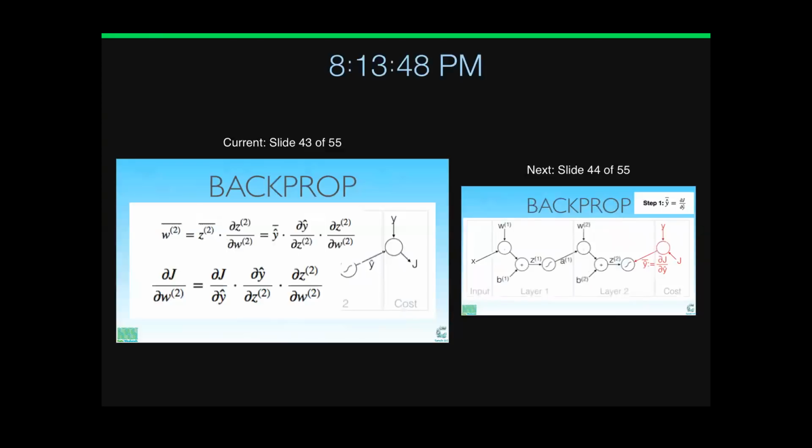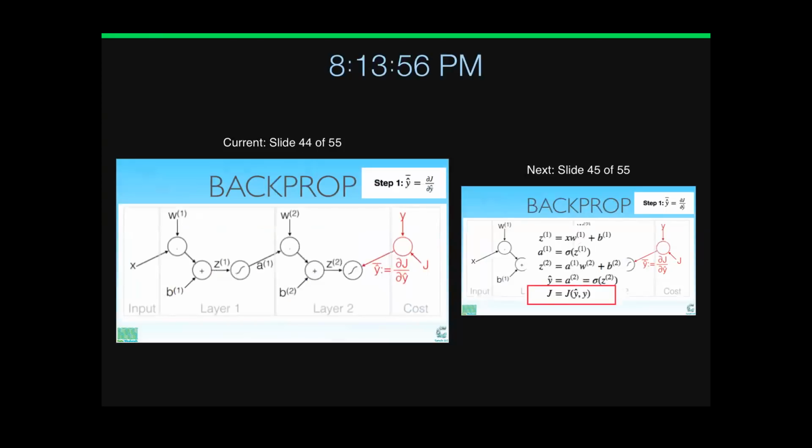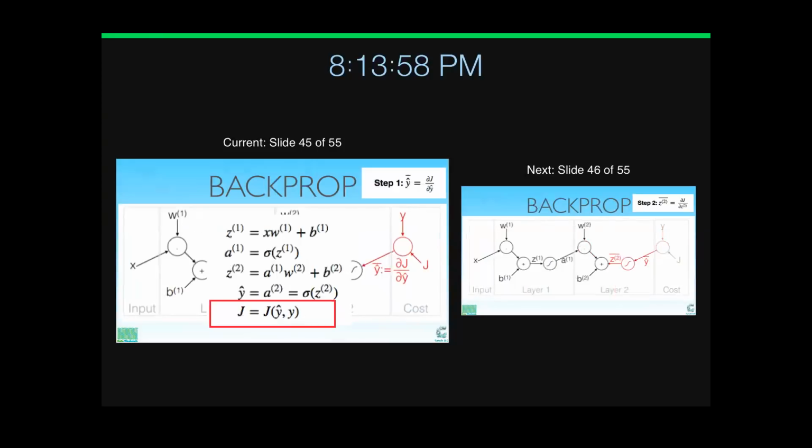Why? Because I look at this and say, okay, let's calculate this one first. Well, this one is well defined. Okay, so step one, I calculate the derivative of J with respect to Y hat. And it's well defined because if this is mean squared error, I can always calculate the derivative of mean squared error. If this is log loss, I can calculate the derivative of log loss. So basically, Y hat overline is a number. 3, 5, 0.2, whatever, it's a number. I calculate it, I forget about this derivative, I will never have to calculate it again.